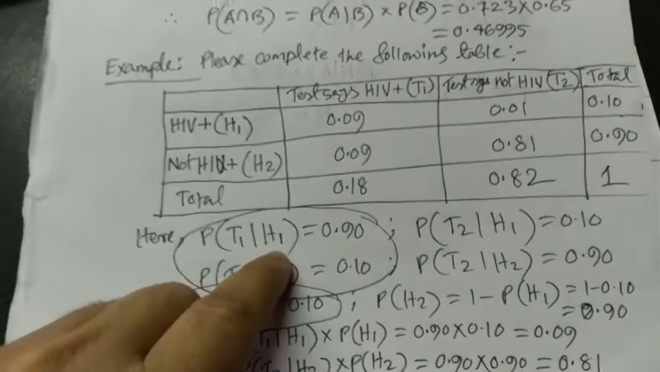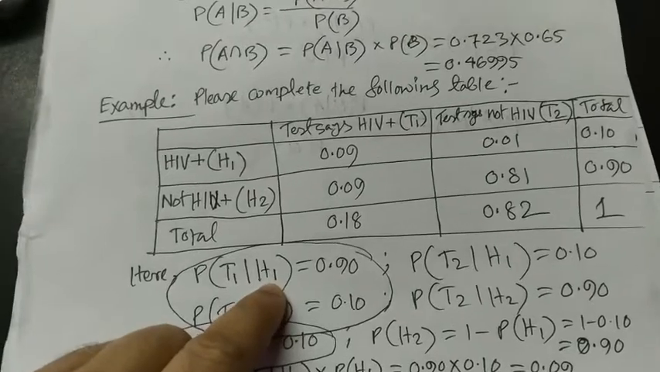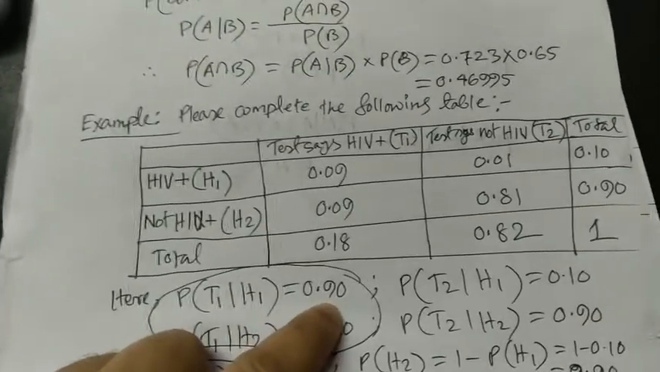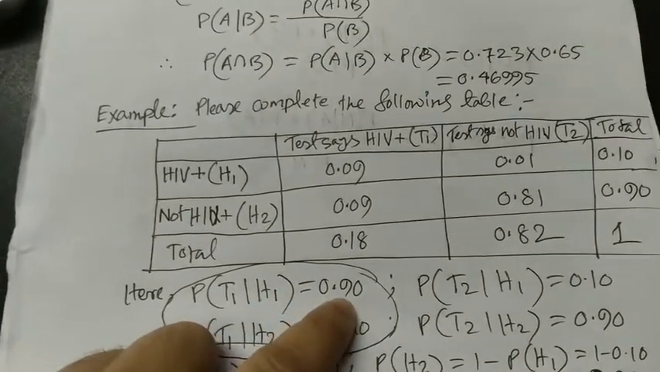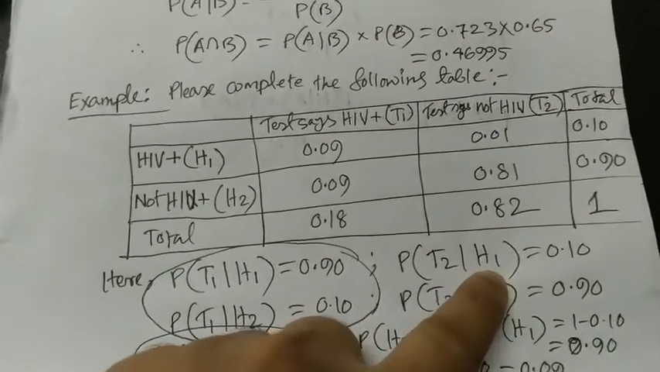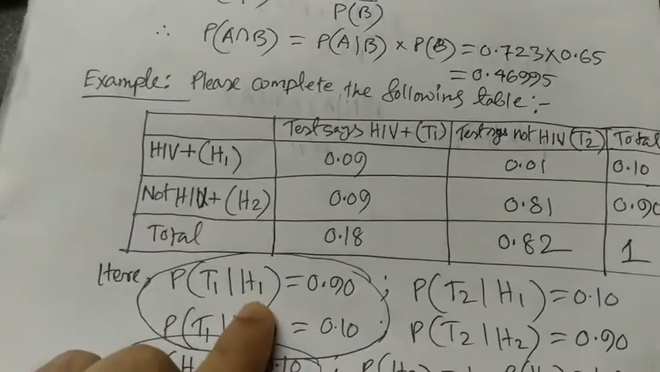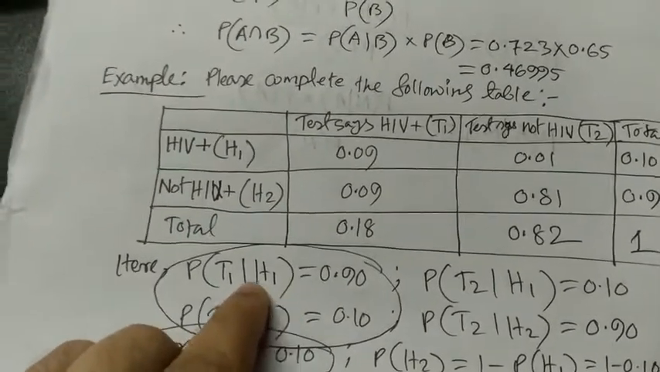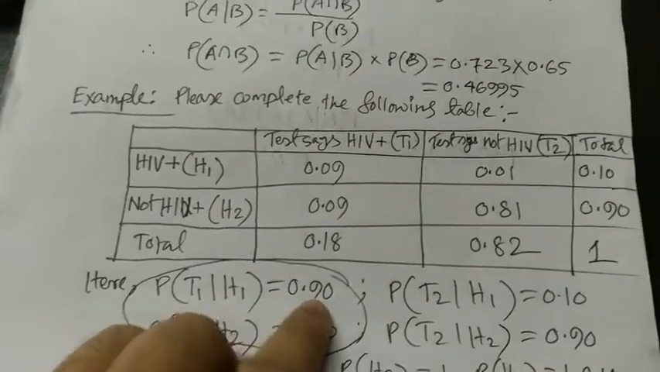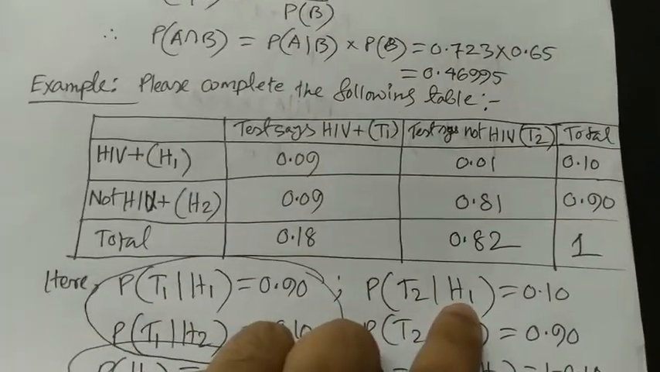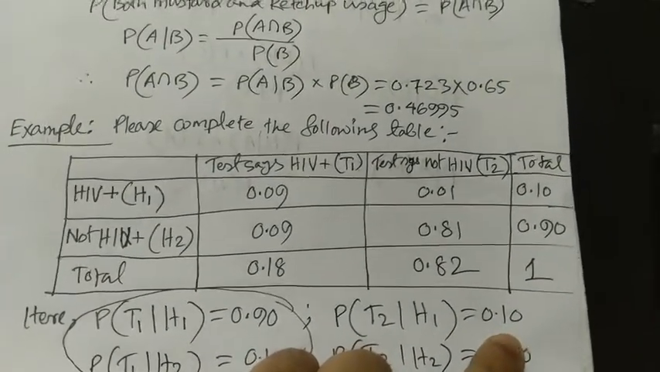So see here, given H1, that means out of H1, T1 is 0.90. So out of H1, T2 will be 0.10. I'm saying again, out of H1, the probability of T1 is 0.90. So out of H1, the probability of T2 should be 0.10, because total probability is always 1.